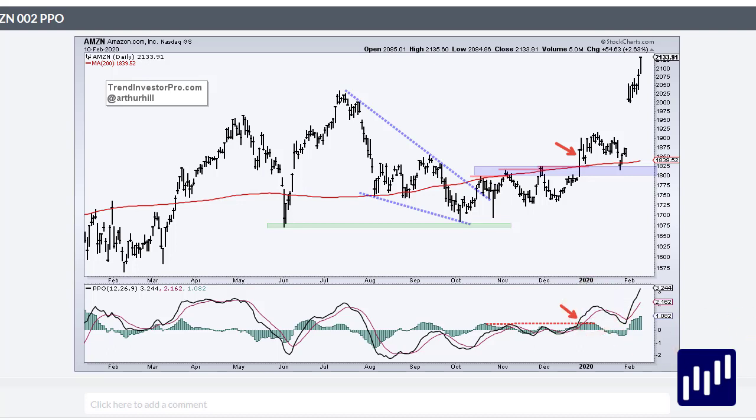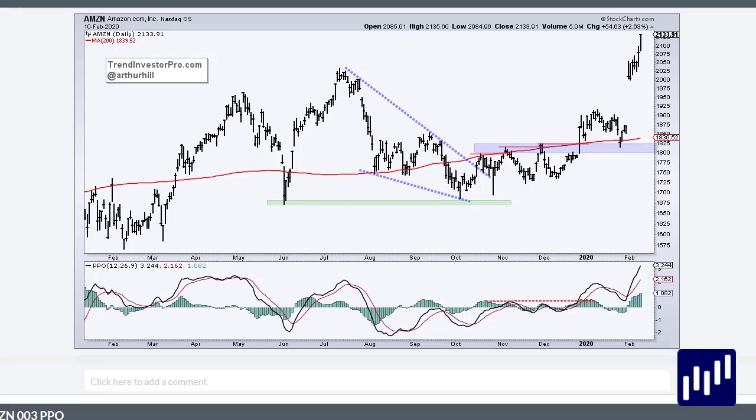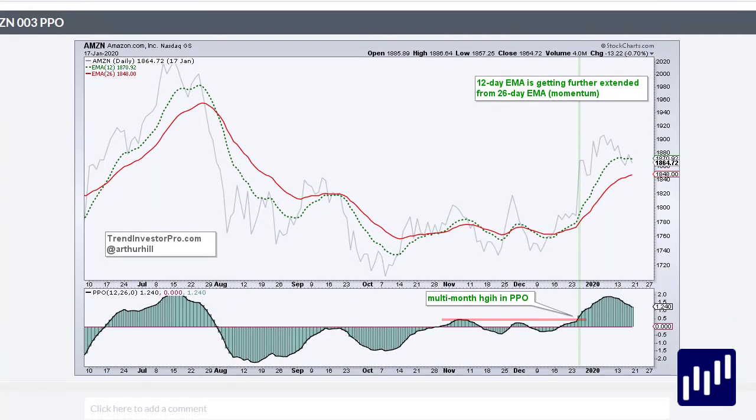And I'll show you this next chart where I kind of break down the PPO to show you what it's actually telling us. There you can see the PPO is the difference between the 12-day EMA and the 26-day EMA. 12-day is in red. And so the PPO turns positive when the 12-day moves above the 26-day, as it did here in the second half of December. And then you can see the PPO hits that multi-month high. It gets above the November-December highs there. And that means the 12-day EMA is the furthest above the 26-day EMA that it's been in months.